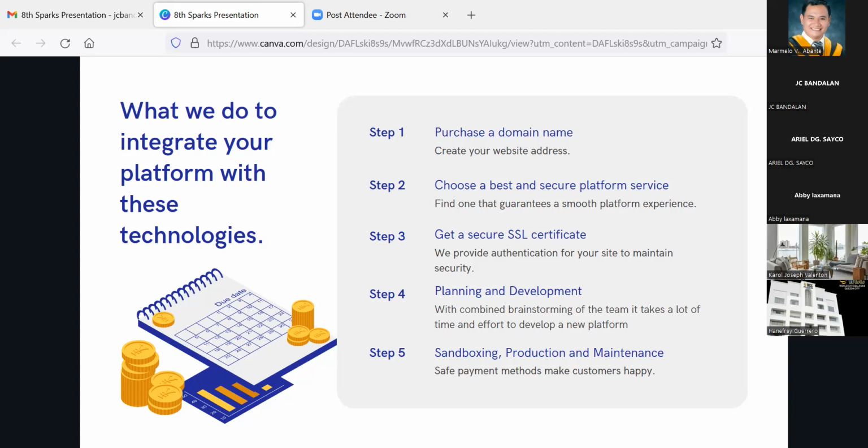And then step four, planning and development. We combine brainstorming of the team. It takes a lot of time and effort to develop a new platform. Dito sa planning and development stage na to, sa step four, this is where the business requirements comes in. Usually, whenever we close a deal, we sit in with the client and ask them what are the preferences in terms of the designs, in terms of the functionalities, in terms of the reports that they would want to incorporate to the platform, meaning the end product. This is where 100% customizable product comes in.